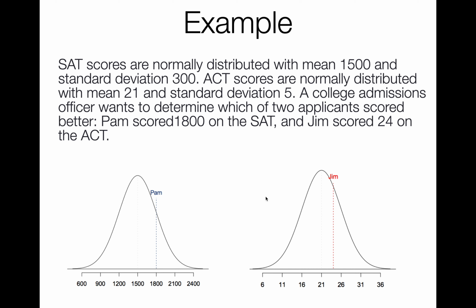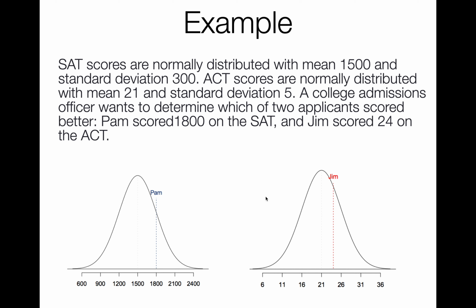So I have an example here. SAT scores are normally distributed with a mean of 1,500 and a standard deviation of 300. ACT scores are normally distributed with a mean of 21 and a standard deviation of 5. A college admissions officer wants to determine which of the two applicants scored better. Pam scored an 1,800 on the SAT, and Jim scored a 24 on the ACT.